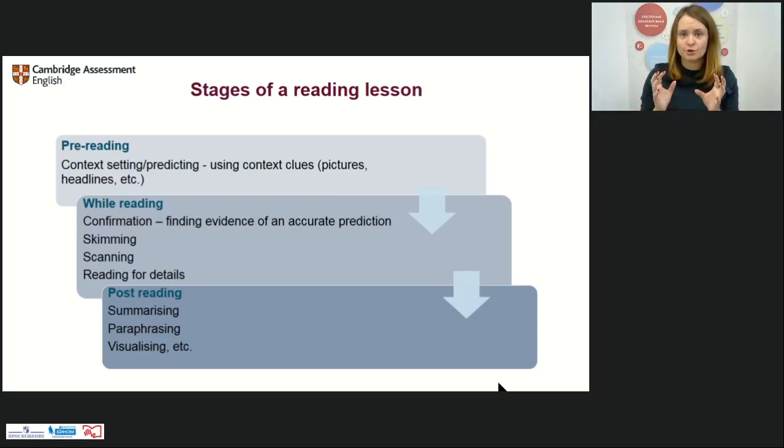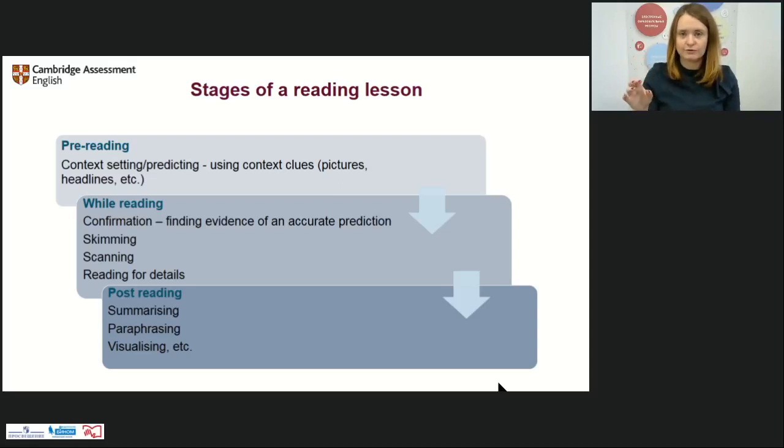So everything you can do just to help them get involved into the situation you're going to read or listen about. During your reading, so you find some evidence for an accurate prediction. Remember, we go back 1 stage. And then we have reading or listening for gist, or skimming, and then scanning, and some details.